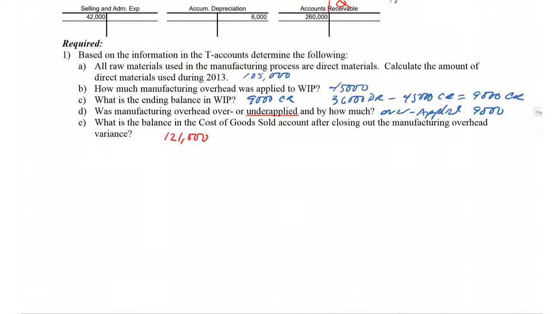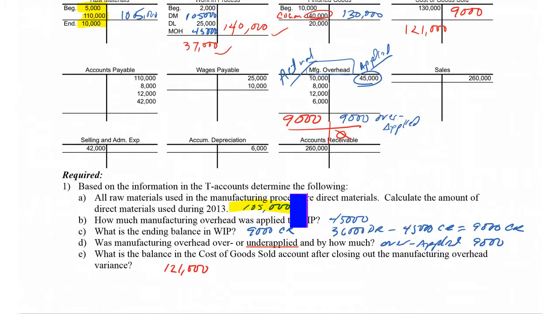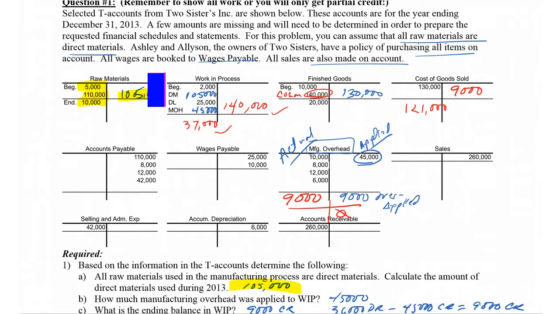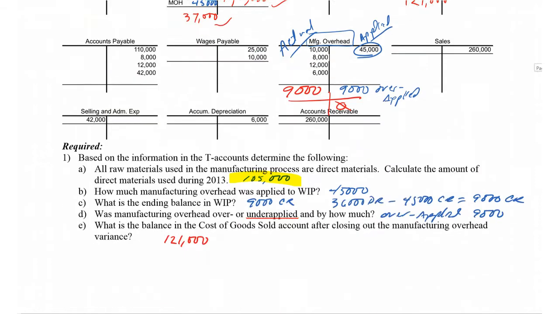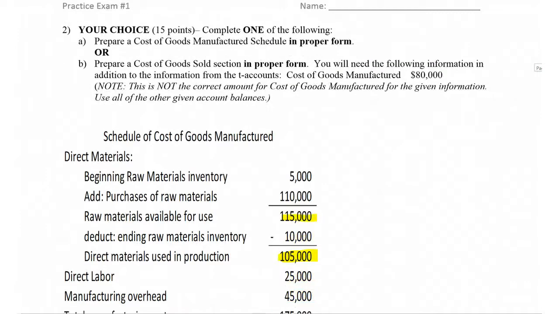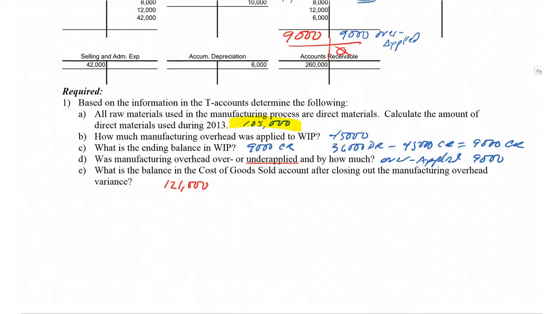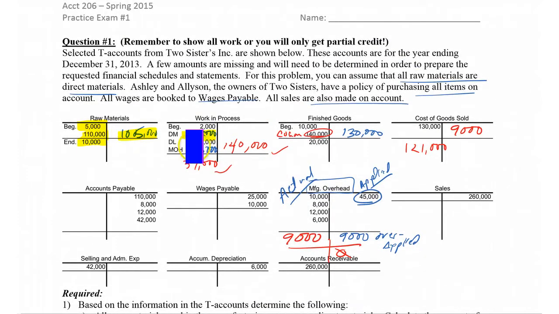Now that amount we'd calculated earlier. That's what we calculated here, although my math looks goofy, and what we wrote in there. That's our direct materials. The next part is direct labor, which was 25,000. We go up to the WIP account, and there's the direct labor in the WIP account of 25,000.